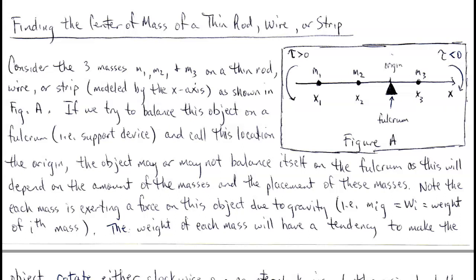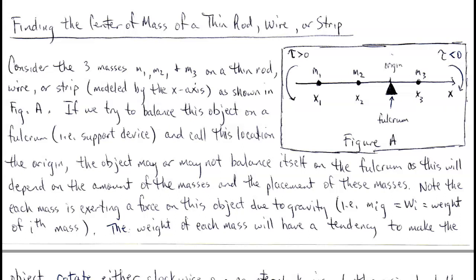And notice that what we're balancing it on is going to be some kind of support device. Of course, the formal word for that is fulcrum, but it's essentially just a support device. And we need to find out how much do masses 1 and 2 need to be? How much does mass 3 need to be in order to balance this particular thin rod, wire, or strip?